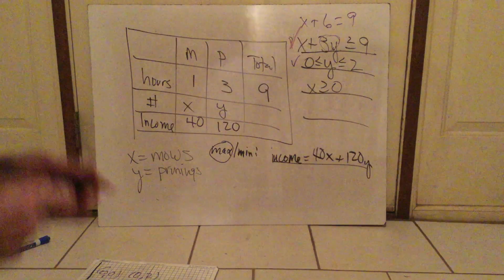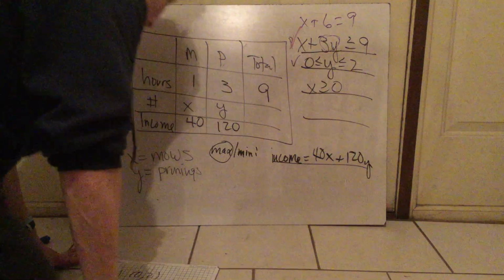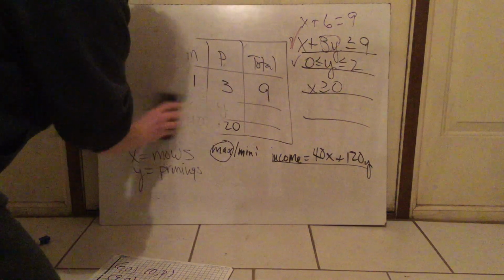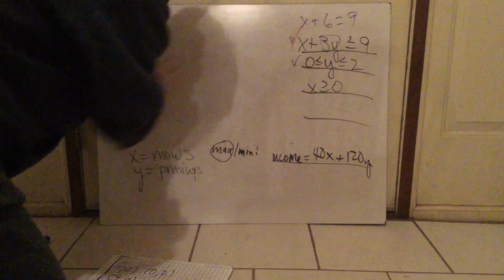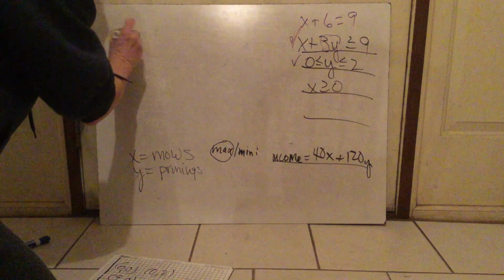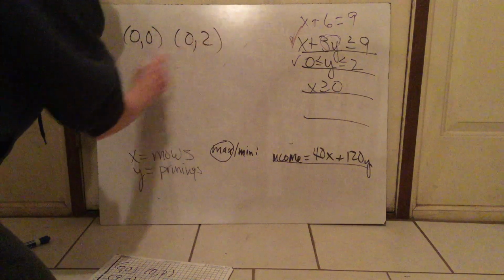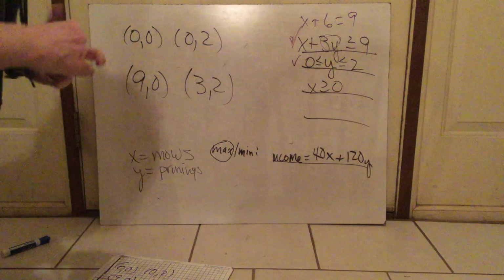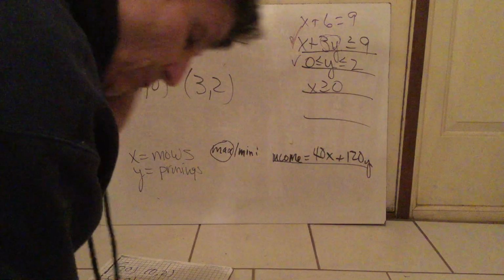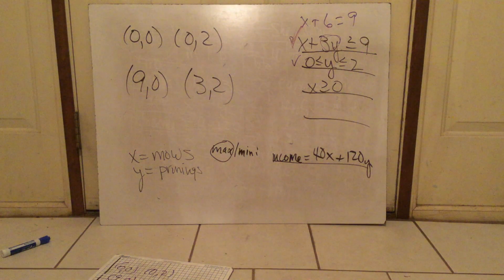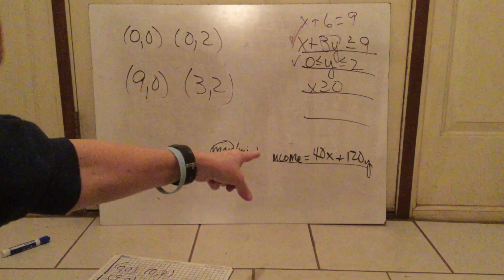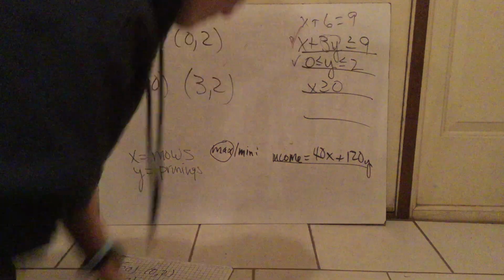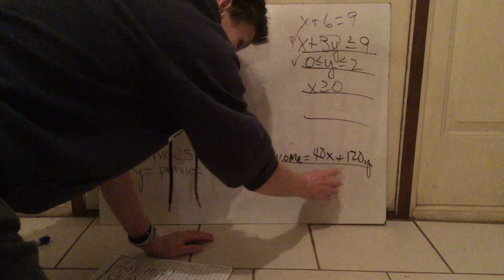So now I've got my 4 points. This one only has 4 points. And I'm going to figure out which one is the winner. So I have 0, 0, 0, 2, 9, 0, and 3, 2. Those are my points. Okay? So what do we do to figure out the answer to the question? We're on our very last step now. What do we do to figure out the answer to the question? We take those 4 points and we plug them into our income expression down here.